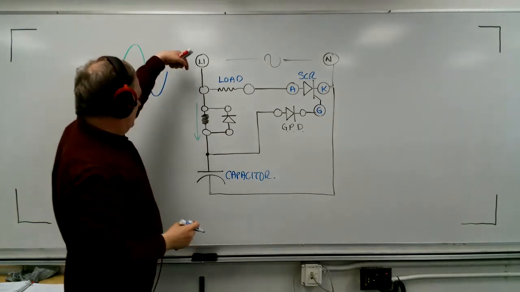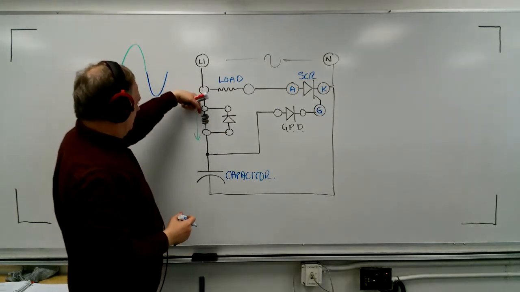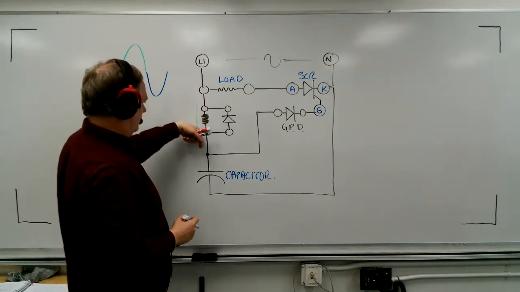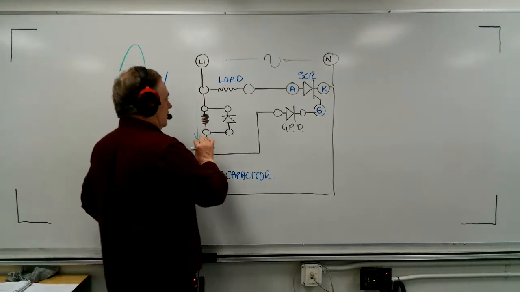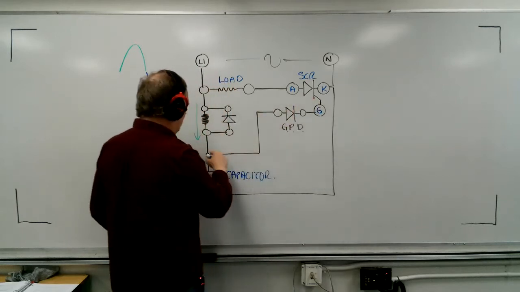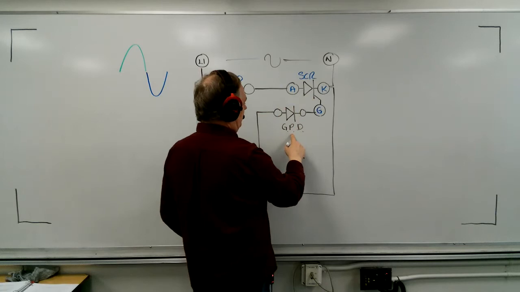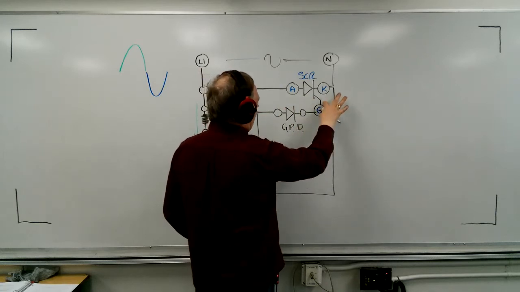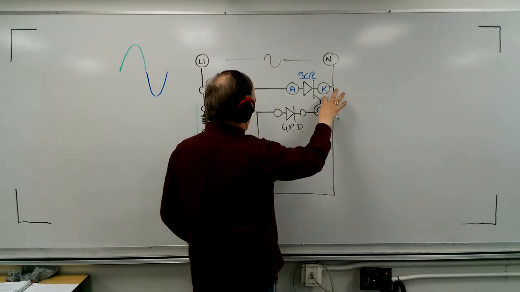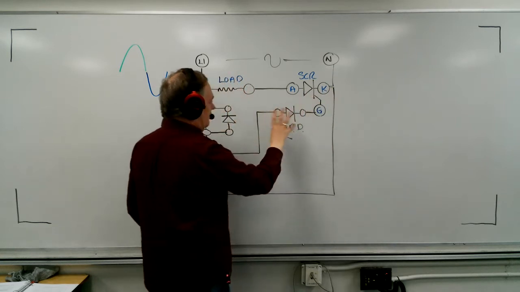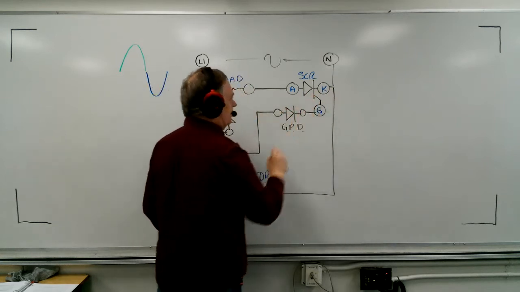So to begin with, we've got current coming in. It will go through this resistor. And in order to fire the gate, we need current to come this way, overcome this barrier voltage and this gate voltage here. And when all of that is in place, then we'll get our gate current.